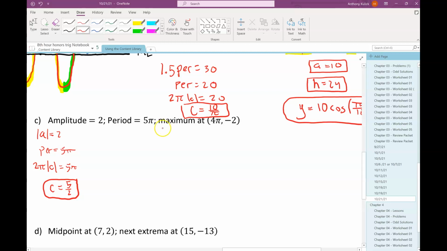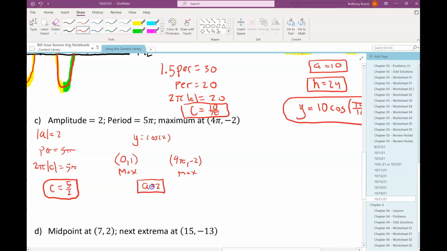Next thing I need is to choose whether I want to use sine or cosine. What should I choose in this case? Cosine, because I have a maximum. And the point that I'm going to use from cosine is 0, 1, which is a maximum. And it's got to pair up with the point 4 pi, negative 2, which I'm also told is a maximum. So because we're going max to max, that tells me that A is positive.